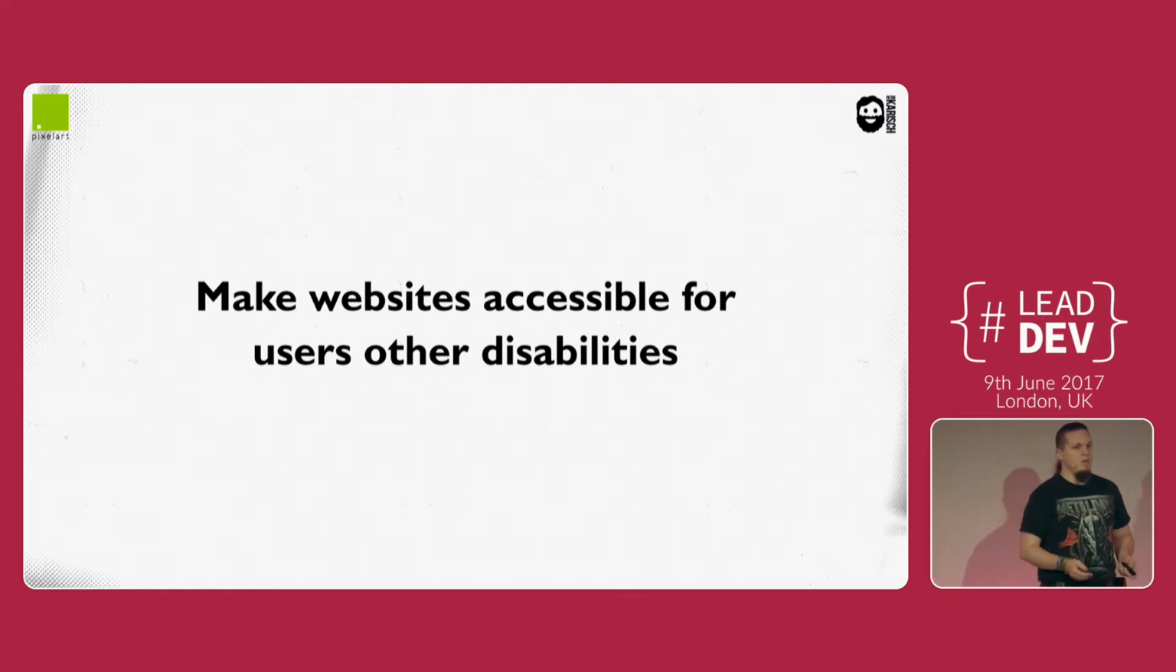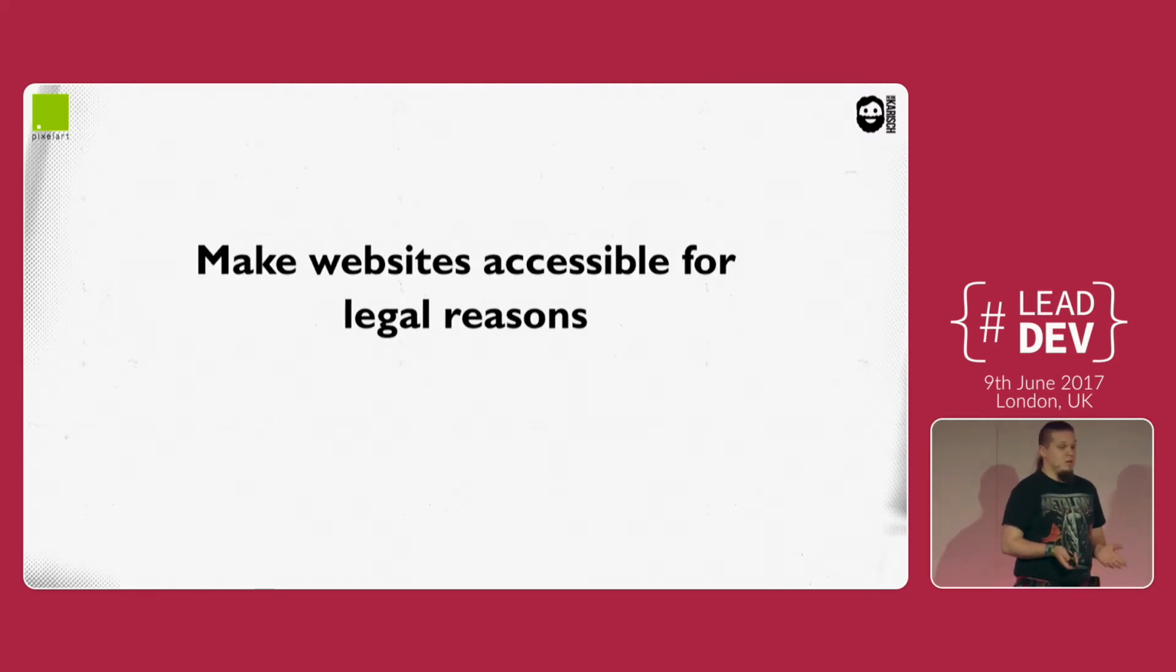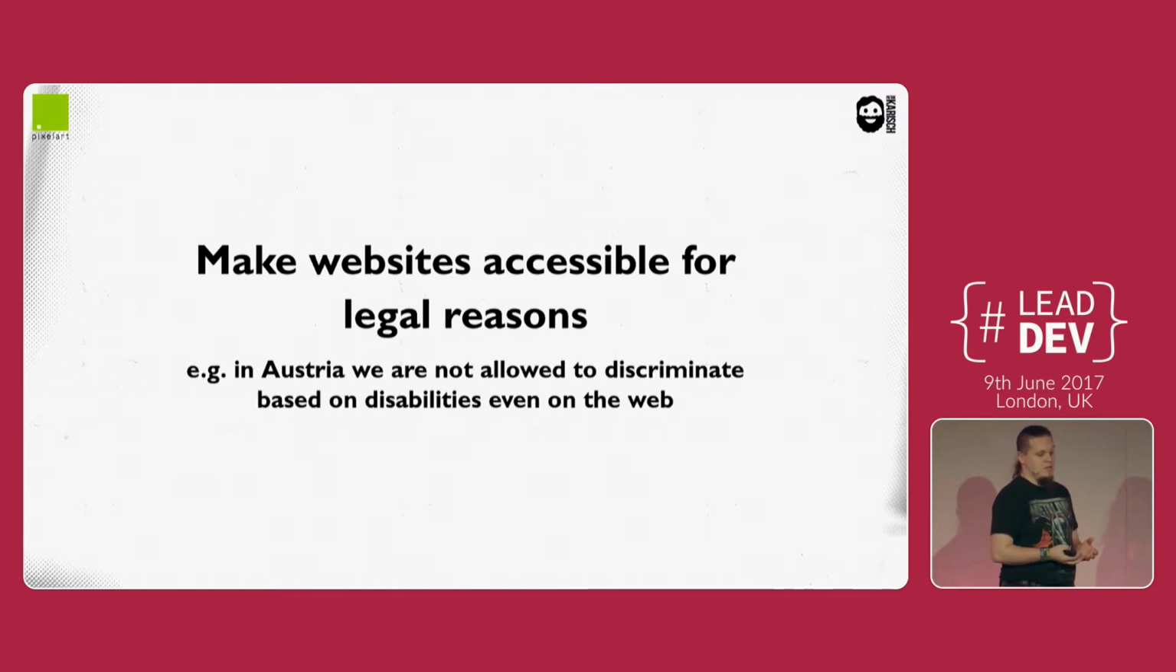But it also makes your website accessible for search engines. If your website is not accessible for search engines, you won't be found, your stakeholders will be angry. And, of course, make your website accessible for legal reasons. As an example, in Austria, we are not allowed to discriminate based on disabilities, even on the web. We have a law for that. So it's like a little code of conduct in our laws. That's nice. So, please make your websites accessible.